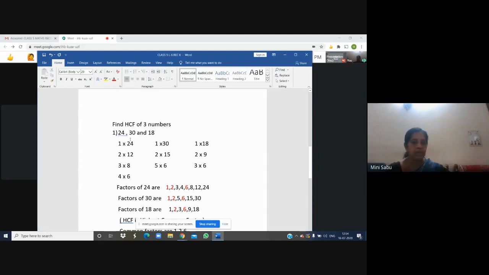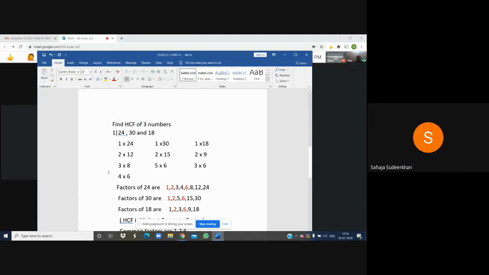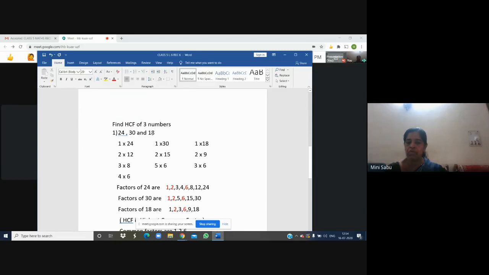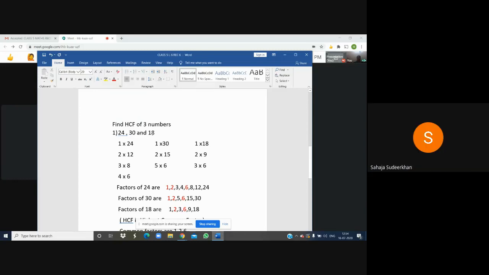I wrote it in a short way. You can also write it this way, if you want, you can write equal to 24. This way we did earlier. You can do it, no problem. Then here I have listed out the factors of 24. You have already learned it. The only difference is that instead of 2 numbers, we are taking 3 numbers. That's all.